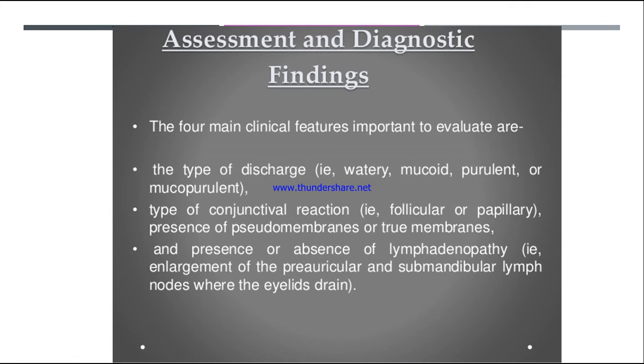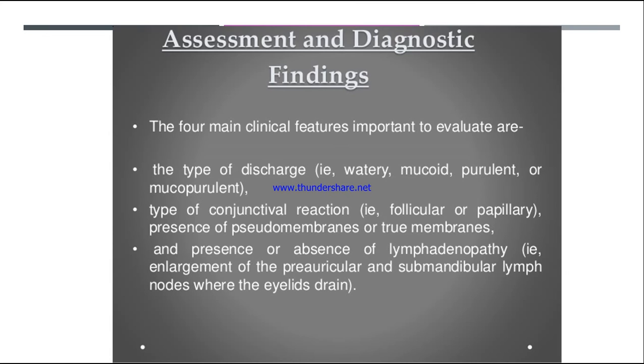Now coming to the assessment and diagnostic findings. The four main clinical features which are very important to evaluate are as follows. Number one, the type of discharge. What type of discharge is it? Is it watery, or mucoid, or purulent, or mucopurulent, or clear watery? So depending upon that, we can distinguish which type of conjunctivitis the patient is having.